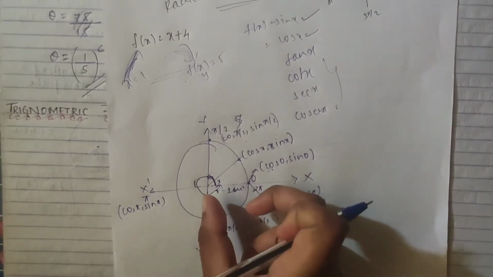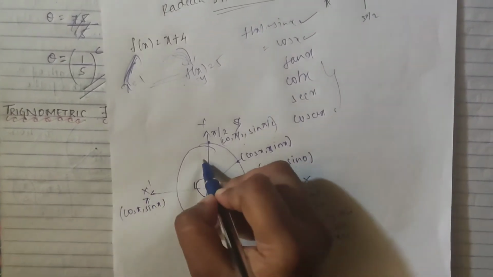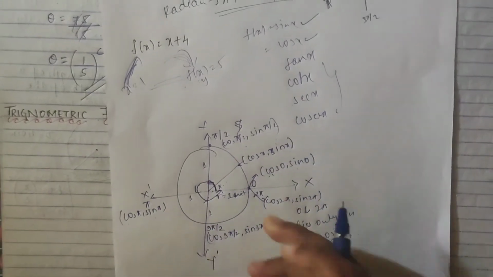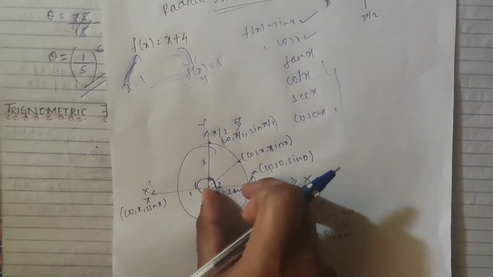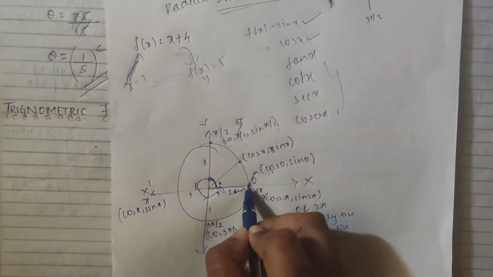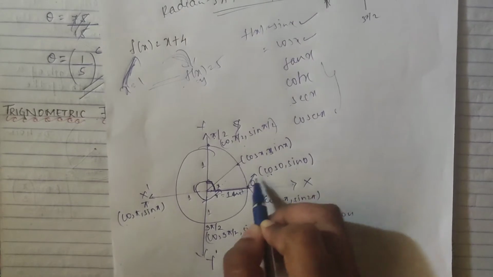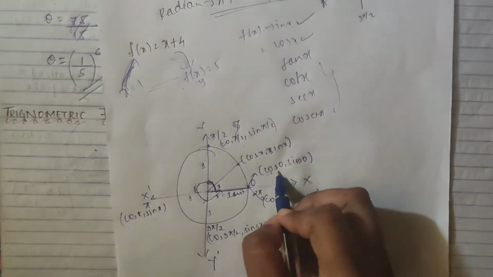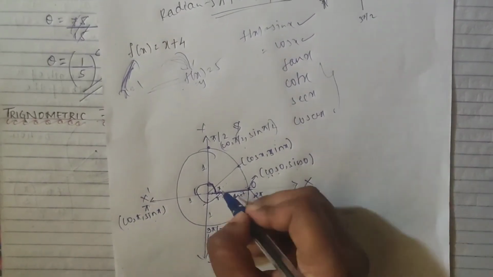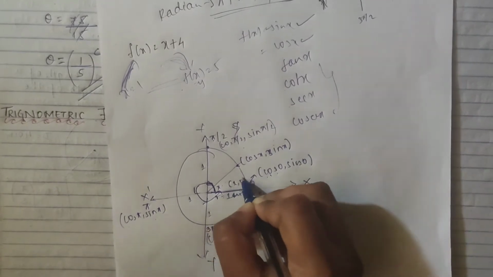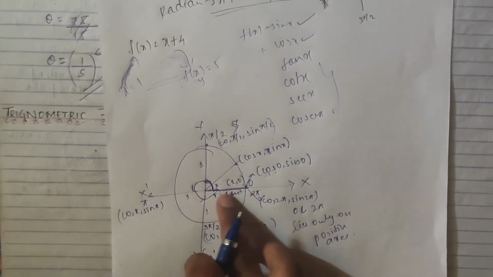So now the coordinates: see, it is 1 unit only, this is also 1 unit, this is also 1 unit, this is also 1 unit. When you are taking this x coordinate, your coordinate of x will be 1, but your y will be 0. So at cos 0, sin 0, and even at cos 2 pi, sin 2 pi, your coordinates will be 1, 0. So you can see, right, this is 1 unit.